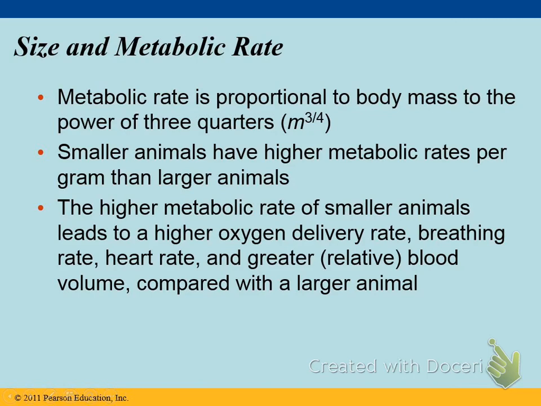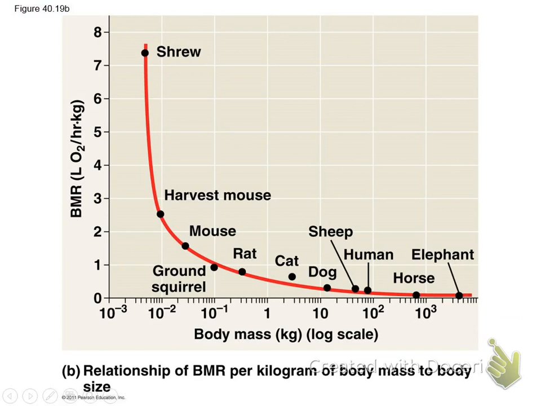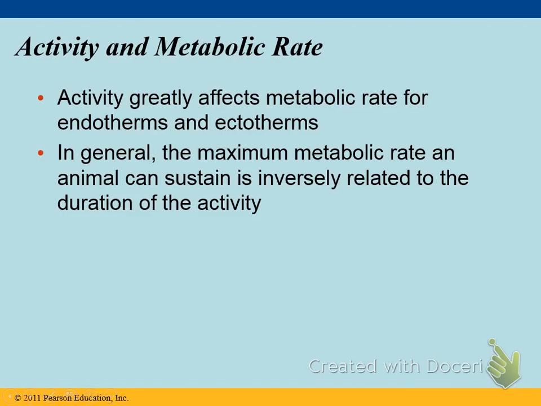Small animals have a higher metabolic rate per gram than larger animals. A higher metabolic rate of smaller animals leads to higher oxygen delivery rate, breathing rate, heart rate, and greater blood volume compared with large animals. And here's a chart showing those in different animals. Activity greatly affects the metabolic rate for endotherms and ectotherms. In general, the maximum metabolic rate an animal can sustain is inversely related to the duration of the activity.